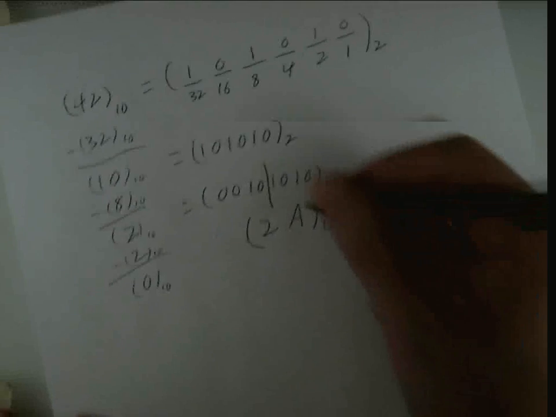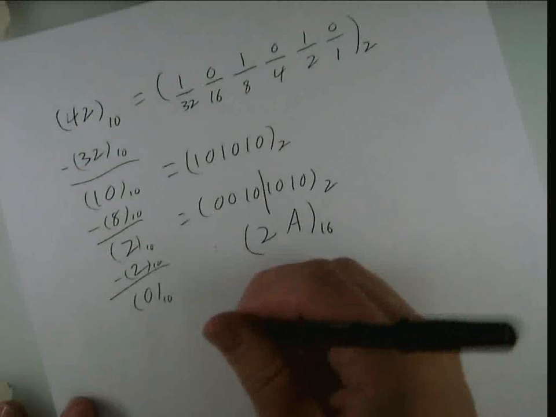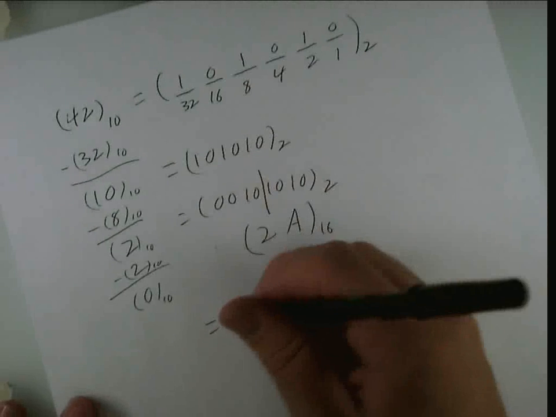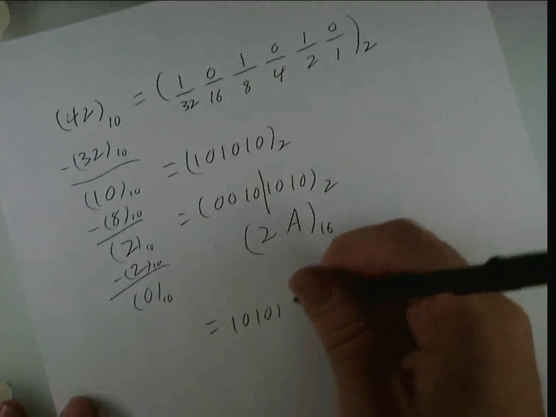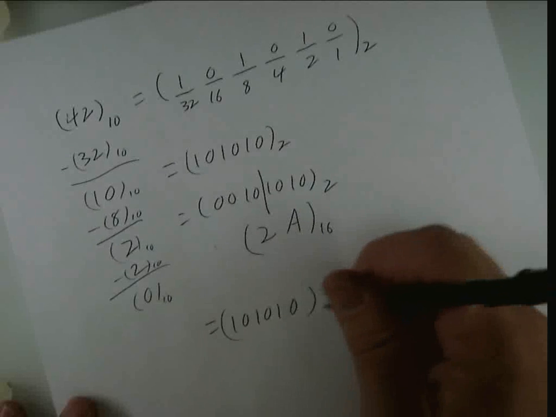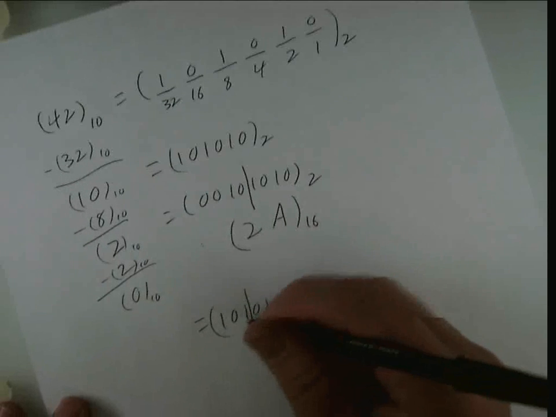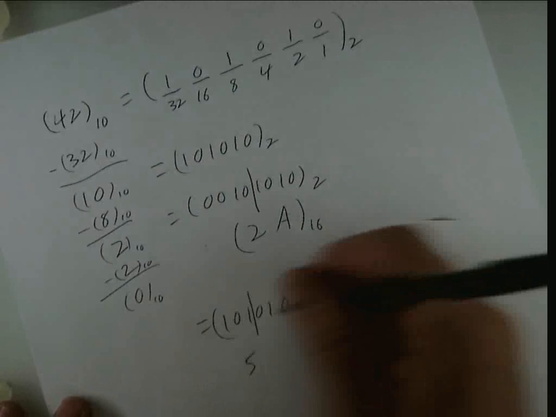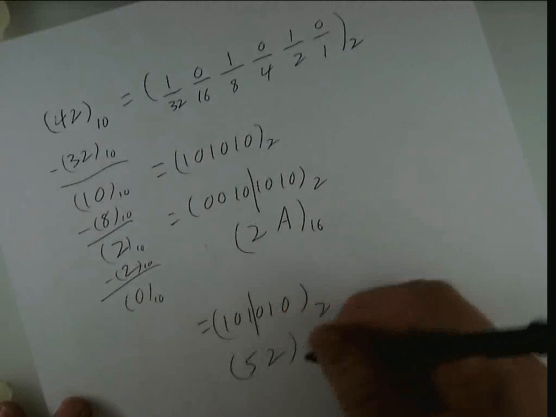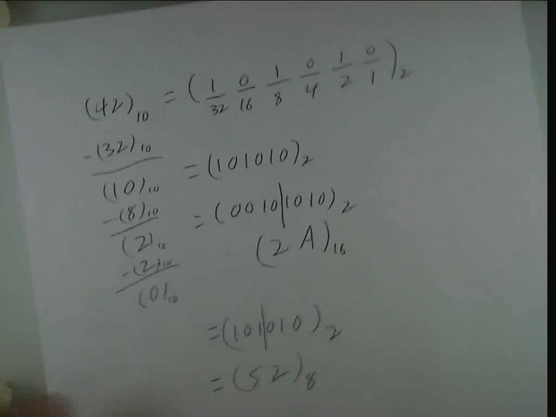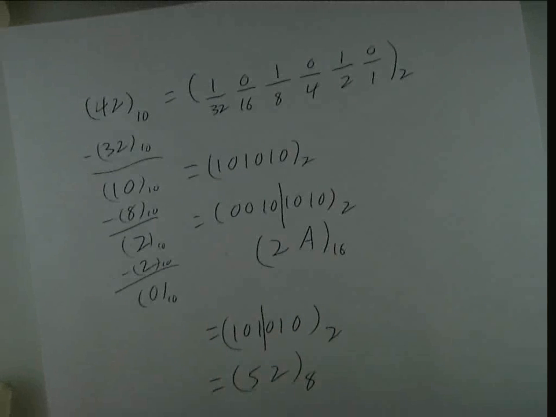And to do this one last time, we've got 6 bits, so we just need to keep this. And we'll put a little divider. 4 plus 1 is 5. This is 2. And that's our number in octal. So now moving on.